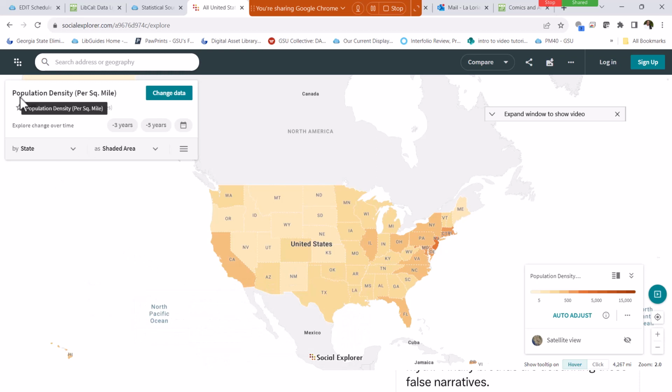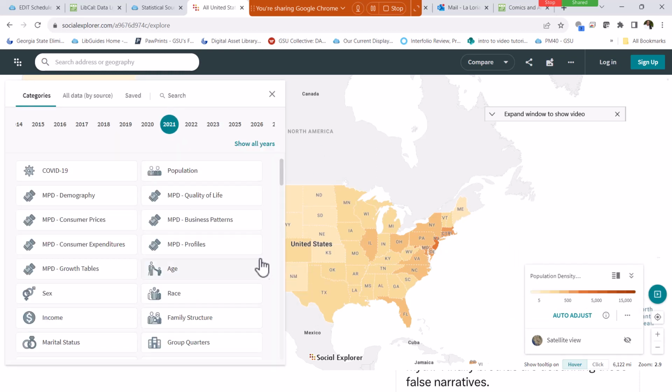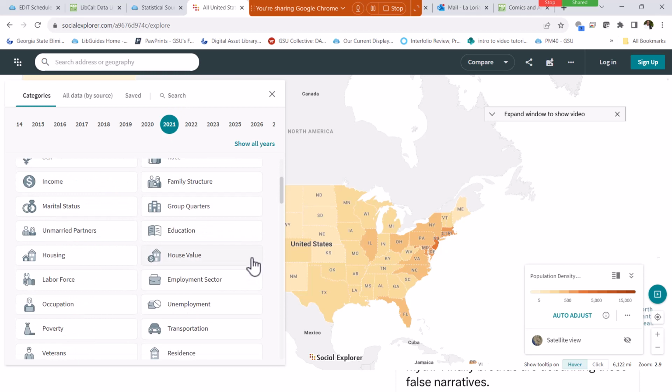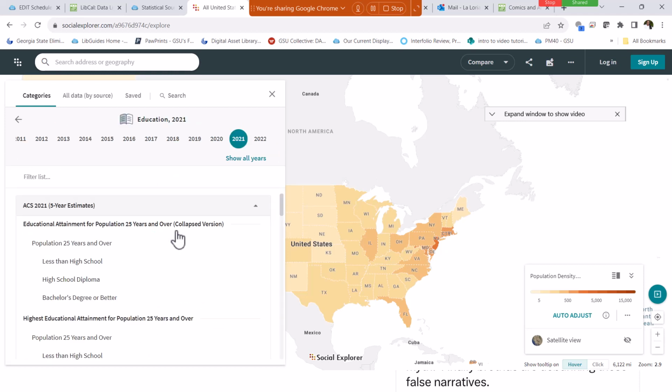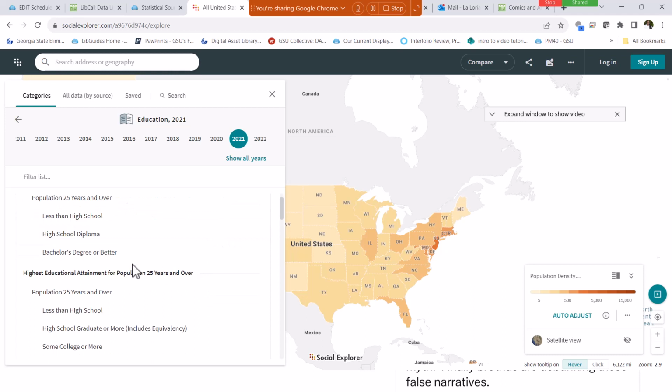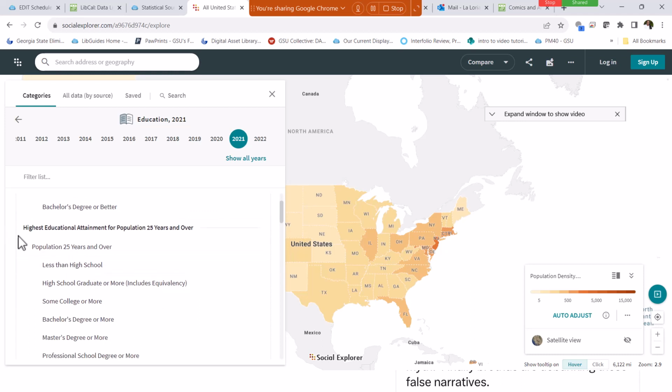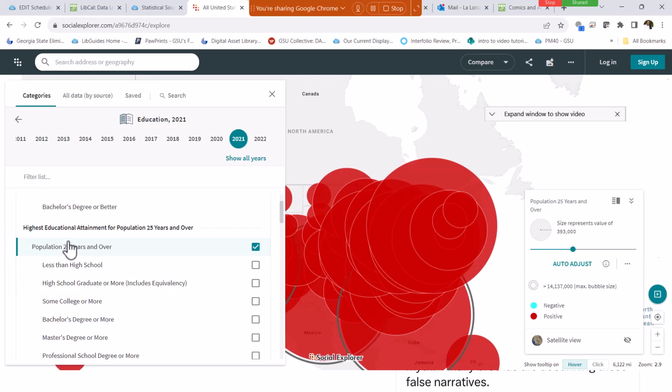Okay. So right now the data is population data, but I can change this. But notice how you have your little code here, the darker, the higher the population, but you can get the total population number for each state. But if we change it, there are a lot of different things we can look at. Let's look at education. Let's look at the population 25 years and older.